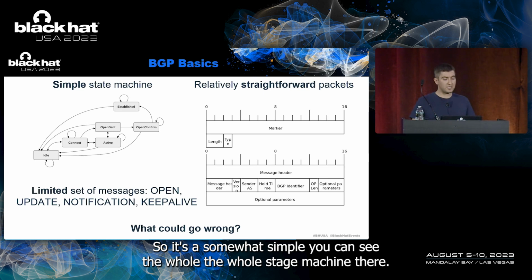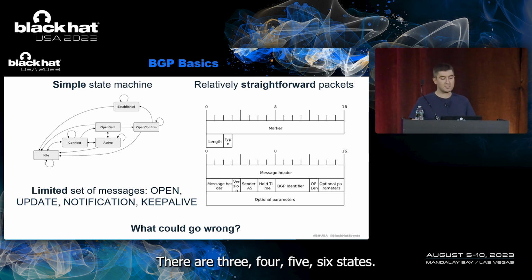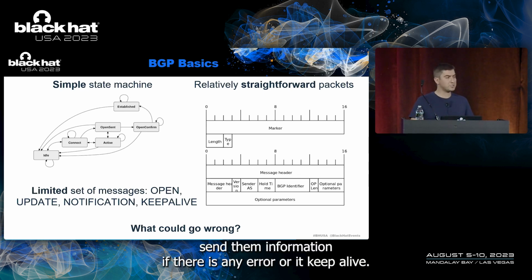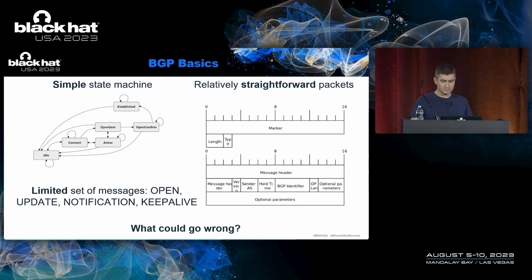So it's somewhat simple. You can see the whole state machine there. There are 3, 4, 5, 6 states. There's a limited set of messages. As I mentioned, it's open, update the routes, send a notification if there's any error, or keepalive.